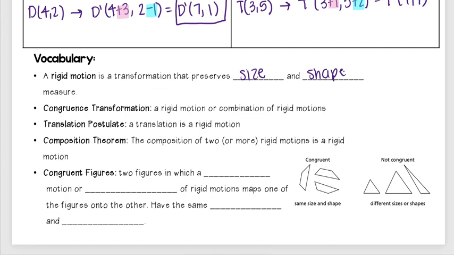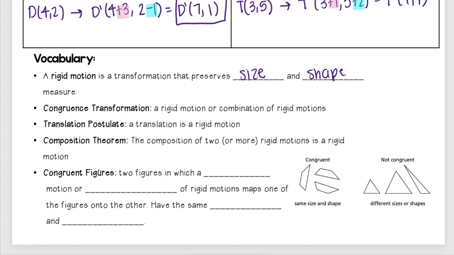And the translation postulate tells us that a translation is a rigid motion. And then we also get from the composition theorem, which we'll do some compositions in the next video, is that the composition of 2 or more rigid motions is still a rigid motion. And so that's what that's saying is if I go ahead and move my Mona Lisa up, but then I also decide to move my Mona Lisa to the left, it's still going to be a rigid motion. It's still going to be congruent.